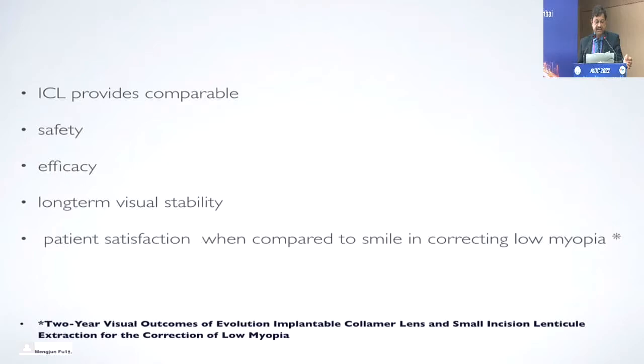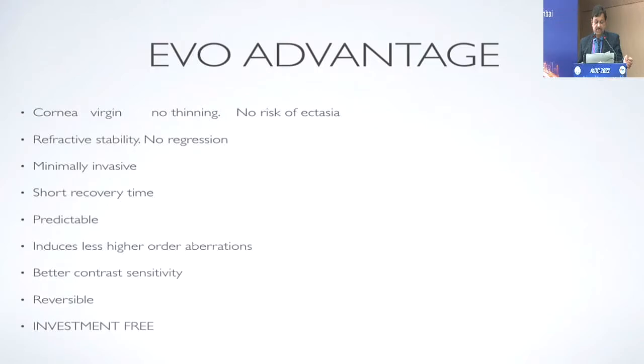So to conclude, ICL is comparable, it's safe, efficacious, and gives you a long-term visual stability. So you have that EVO advantage. You leave the cornea virgin, there is no thinning, there is no risk of ectasia, the refractive stability, and there is no regression. It is minimally invasive. There is an immediate recovery, so there is a very short recovery time. It's predictable, induces less higher order aberrations. And what is more important, when you compare head to head, it gives you a slightly better contrast sensitivity as compared to any refractive on the cornea platform. It's reversible. And the last and important, what we all share, is the investment-free approach with these phakic IOLs.